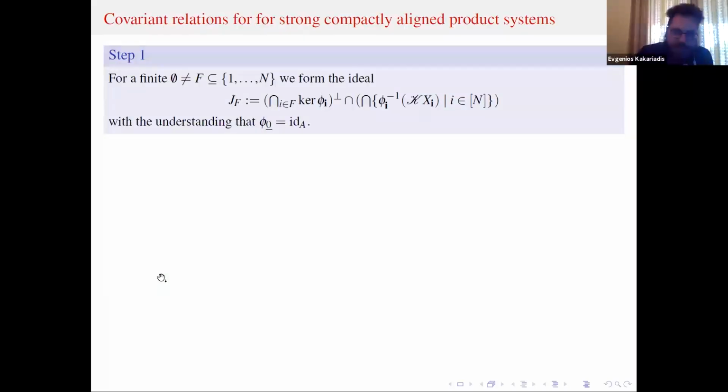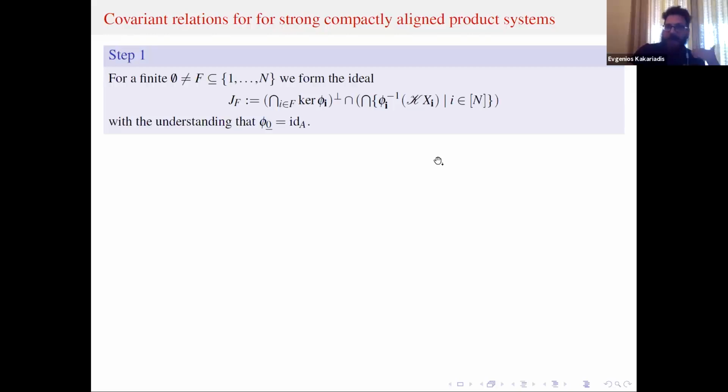So in order to achieve a characterization of NOx, with Adam we took two steps. The first step was to have something similar to Katsura's ideal for the multivariable case. And what you do is you have to check all possible directions. So for any set of directions in the free semigroup, you take all the kernels of this direction, you take the intersection, the annihilator, and then you check how many of them act by compacts.